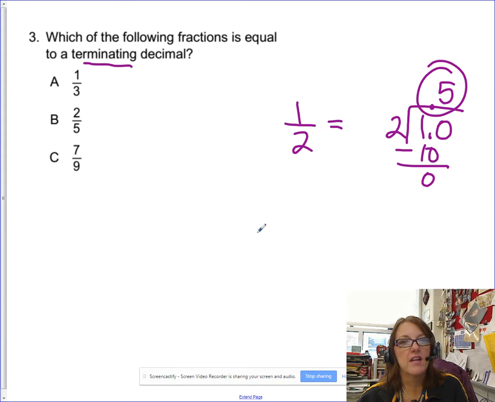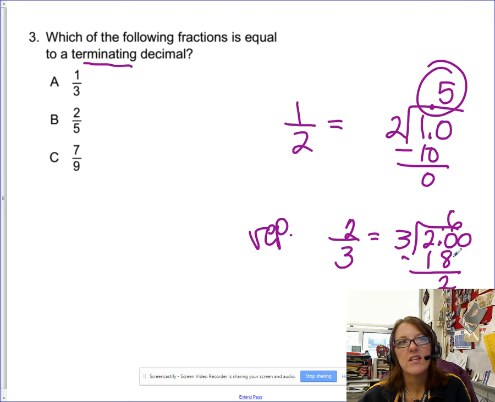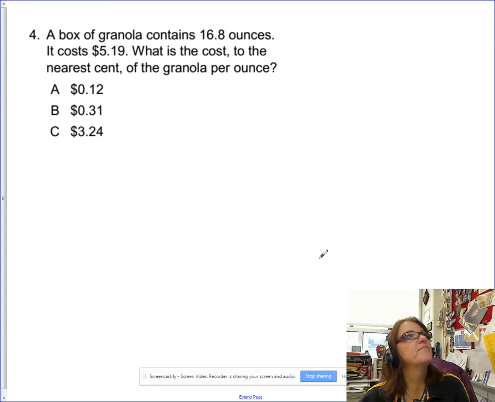The other kind of fractions are repeating fractions. So something like 2/3, when we do that one, 2 divided by 3, you end up with a 6, that's 18. You get 20 again, you get a 6 again. So this is 0.6 repeating. That's a repeating decimal. This kind terminates. You look at those guys and figure out which one is the terminating one.